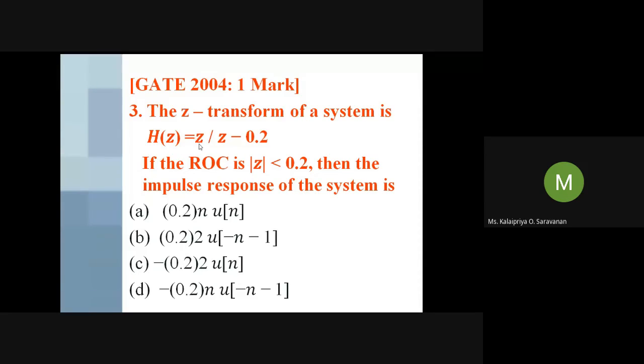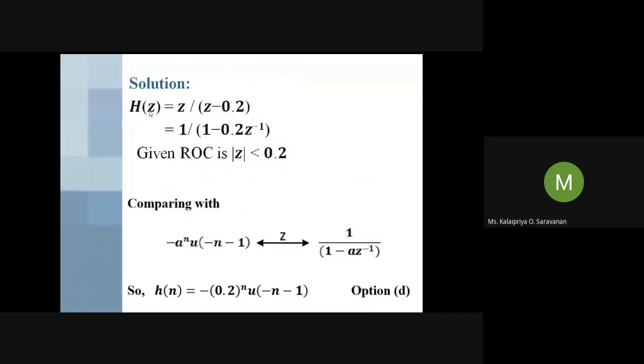So if you can see here, this is of the form Z by Z minus A, and Z is less than A. We will have to consider it like that. So here, H of Z is equal to Z by Z minus 0.2. This is what is given here. This can be otherwise written in terms of Z inverse as 1 by 1 minus 0.2 Z inverse, and the ROC given in the question is modulus of Z less than 0.2.